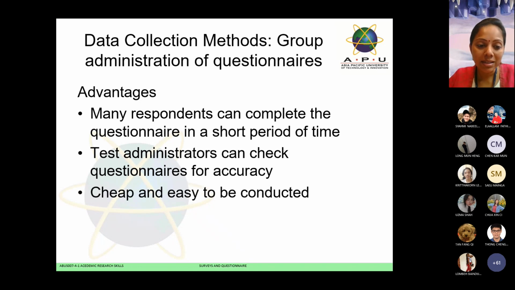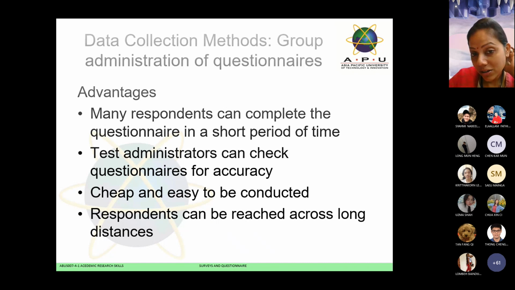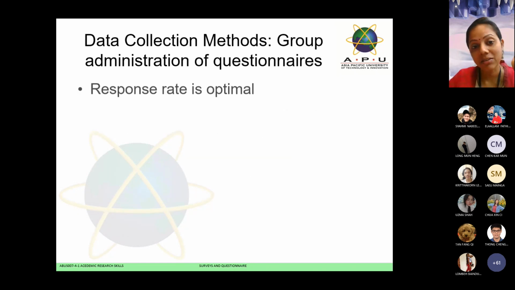It's very cheap, it's very easy, and respondents can be reached across long distances, especially nowadays, because all you're going to do is just share your URL, or give the barcode, and they're going to scan and do the questionnaire. So in any part of the world, as long as they are connected to the internet, they should be able to participate in your survey. So these are all the good things, the easy things, all right? Usually people's response rate is pretty good.